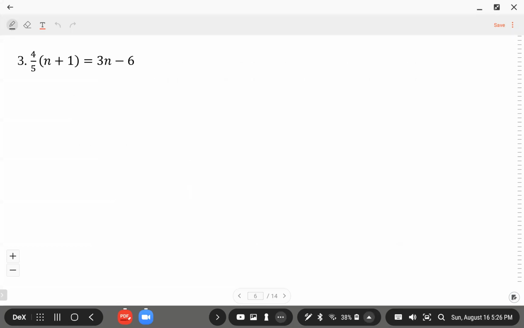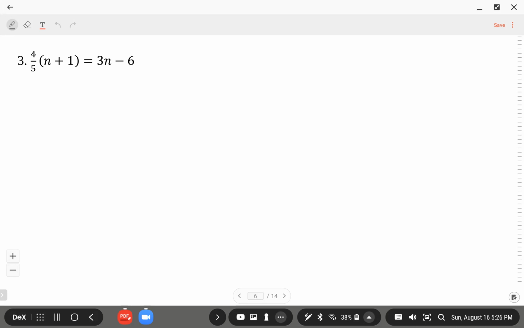So, let's go to number 3. Okay, number 3. So this is a bit harder, okay? Very, a bit harder than the last ones, okay? This one is 4/5 times n plus the quantity of n plus 1 equals 3n minus 6. So please try to solve this. Okay, so this is a bit harder.